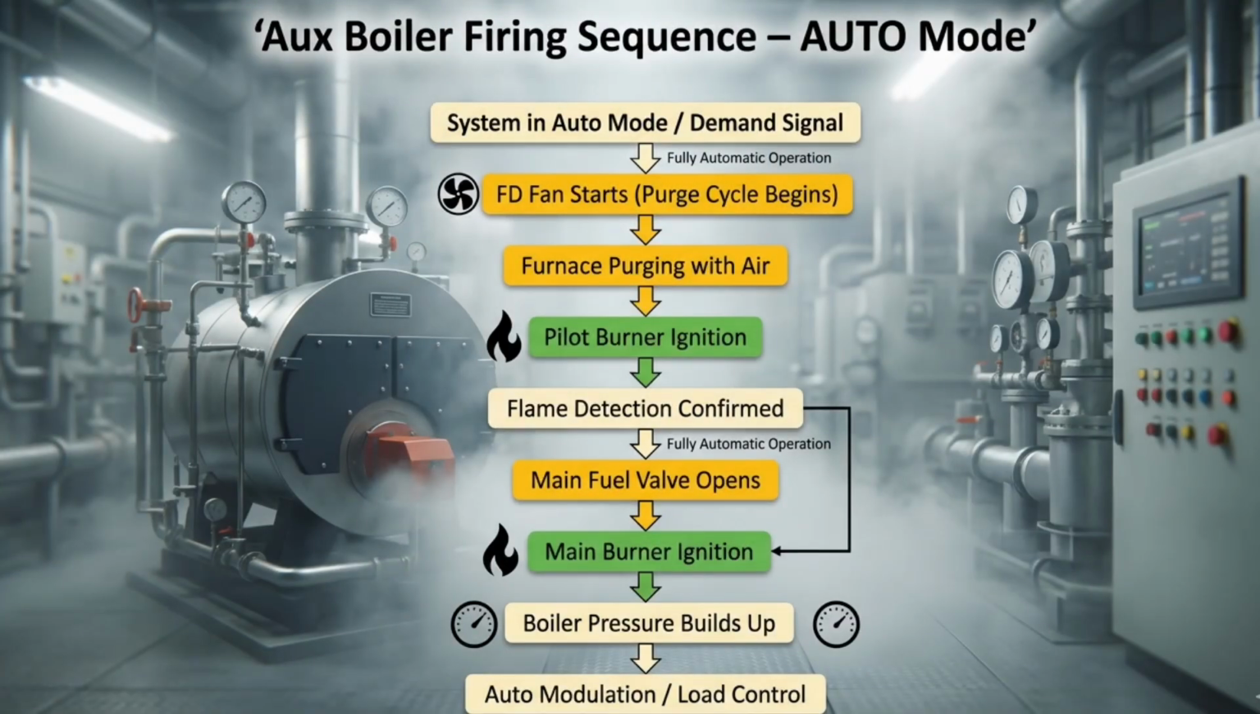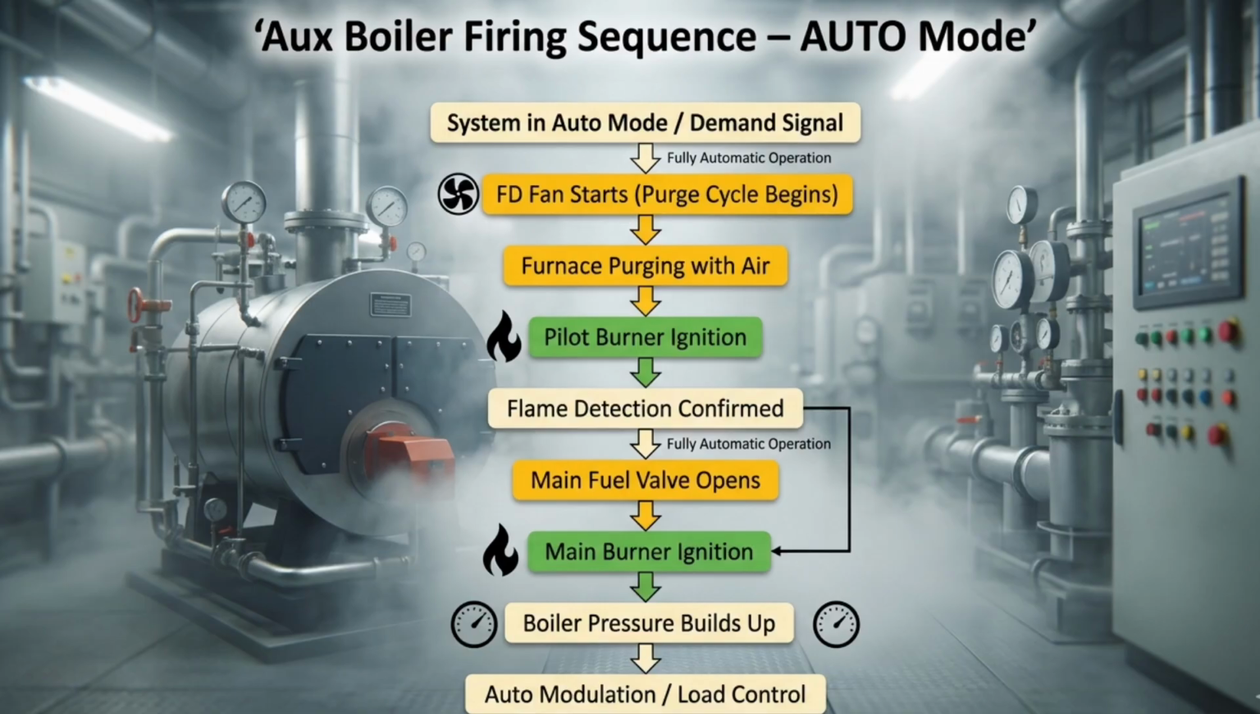Now let's understand the auxiliary boiler firing sequence in auto mode, where the entire operation is controlled automatically based on system demand. The sequence starts when there is a steam demand signal, and the boiler is already selected in auto mode. First, the FD fan starts, initiating the purge cycle. Fresh air is supplied to the furnace to remove any unburnt gases, ensuring a safe ignition environment. During this stage, the furnace is thoroughly purged with air for a specific time, as per safety requirements.